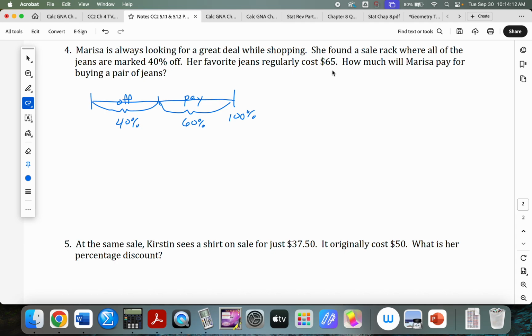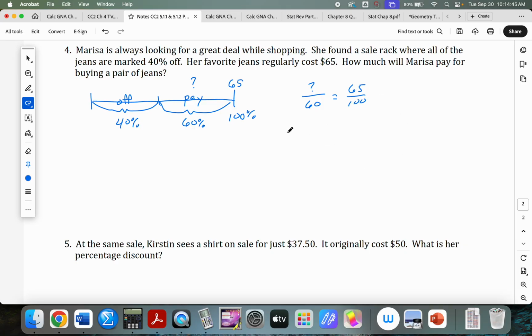And her favorite jeans regularly cost $65. Is that a part or a whole? That's the whole. And we want to know how much Marissa will pay. So, this question mark is to 60, as 65 is to 100.